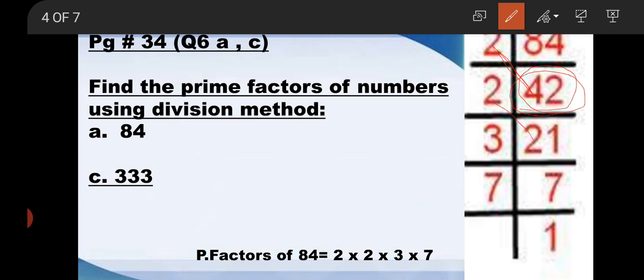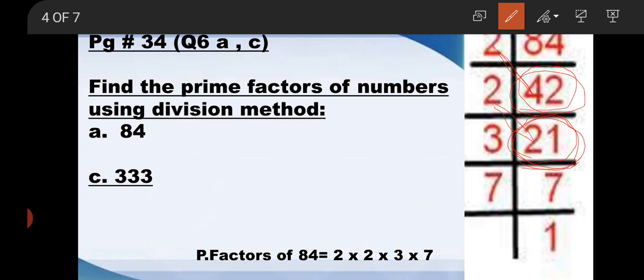2 21s are 42. You can also take 2 21s are 42, you can also take 7 6s are 42. But here we take 2 into 21 is equal to 42. Now students, we have 21 and we have to look for the factors of 21. As you all know, 3 7s are 21 and 7 3s are 21.